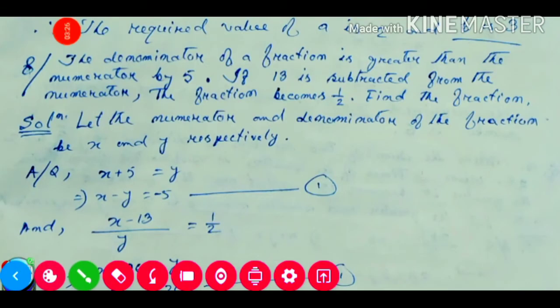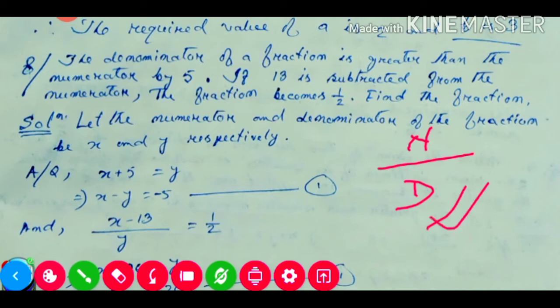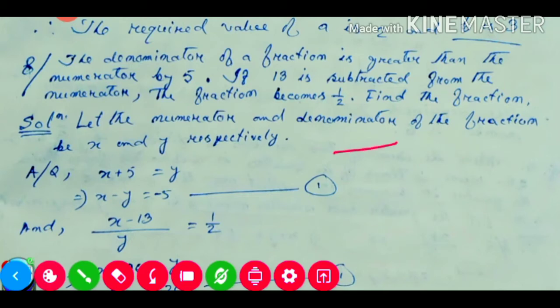Question number 8. The denominator of a fraction. Fraction means we know this one, it is our numerator and denominator over there. Top one is our numerator, down one is our denominator. So what is told in this fraction: the denominator of the fraction, the down one, is greater than the numerator by 5. If we consider the numerator and denominator as x and y, the fraction will be x by y. So the denominator is greater than the numerator by 5.